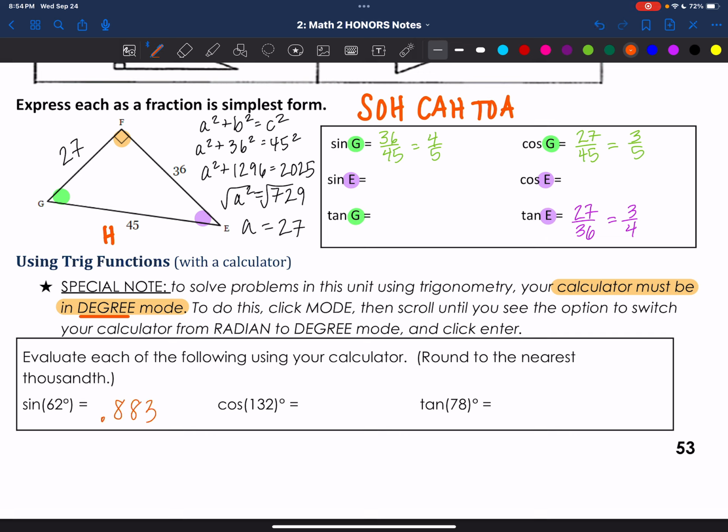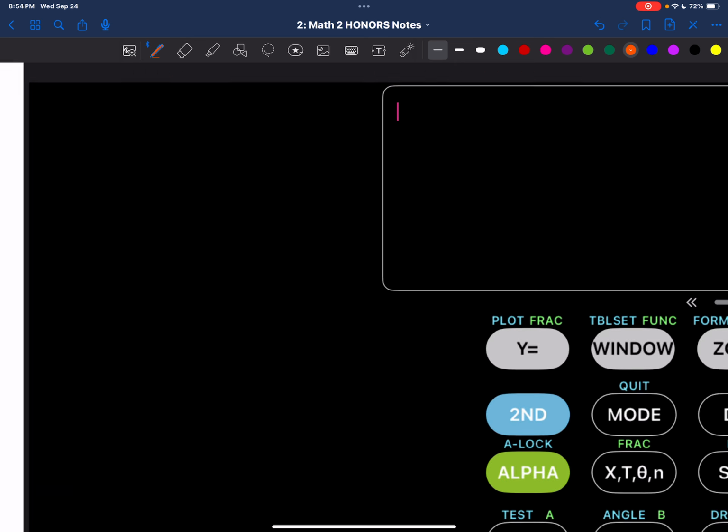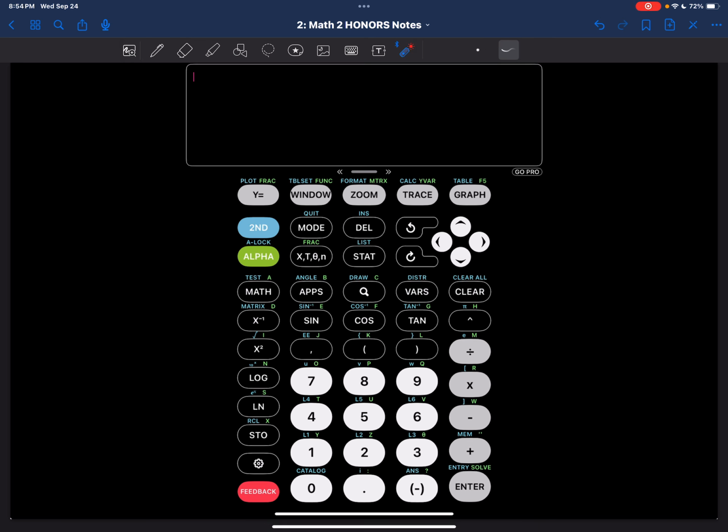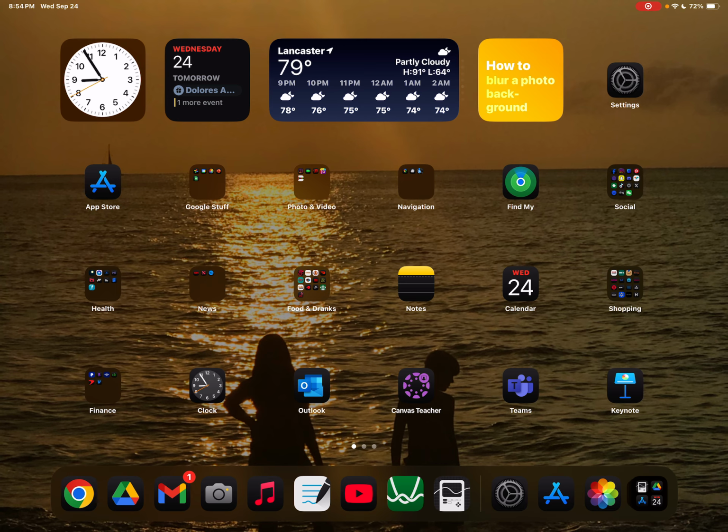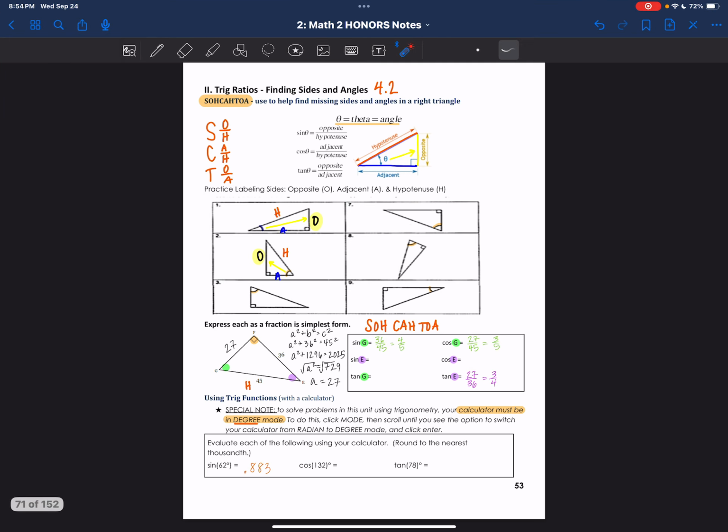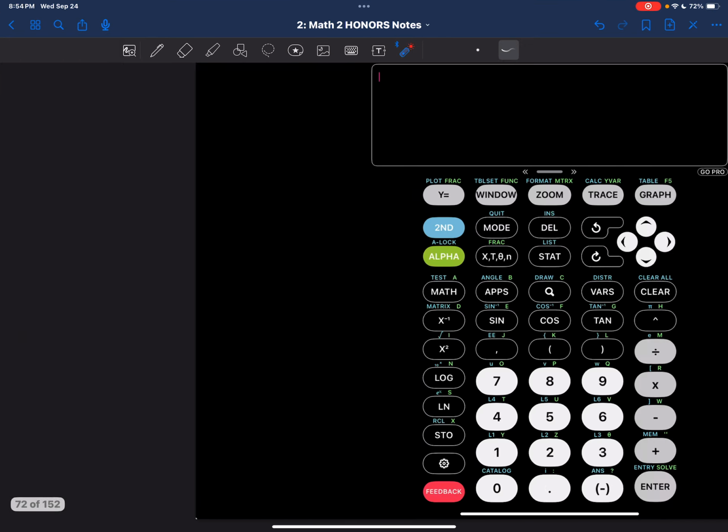When you're doing this, you've got your sine, cosine, tangent. Those are all the buttons you're going to press. So you would just go sine 62, then press enter. Pretty easy. Then the next one is cosine 132. Then press enter, and that's going to give you your answer there. So go ahead and try these, rounding to the nearest thousandth.